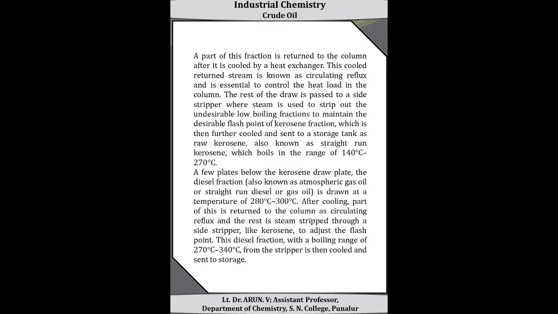After cooling, part of this is returned to the column as circulating reflux, and the rest is steam stripped through the side stripper like kerosene to adjust the flash point. This diesel fraction with the boiling range of 270 degrees centigrade to 340 degrees centigrade from the stripper is then cooled and sent to the storage tankers.